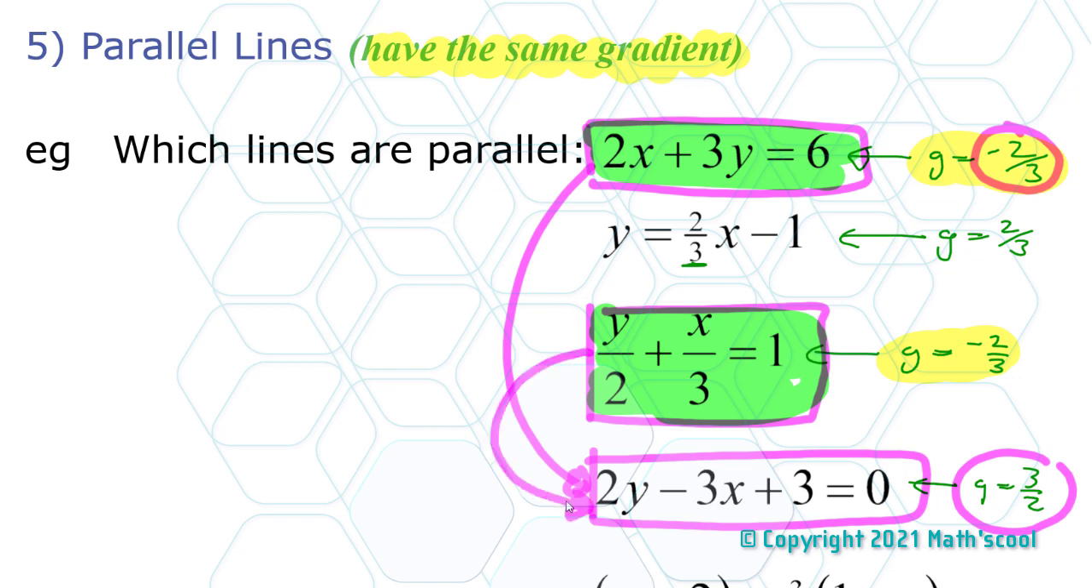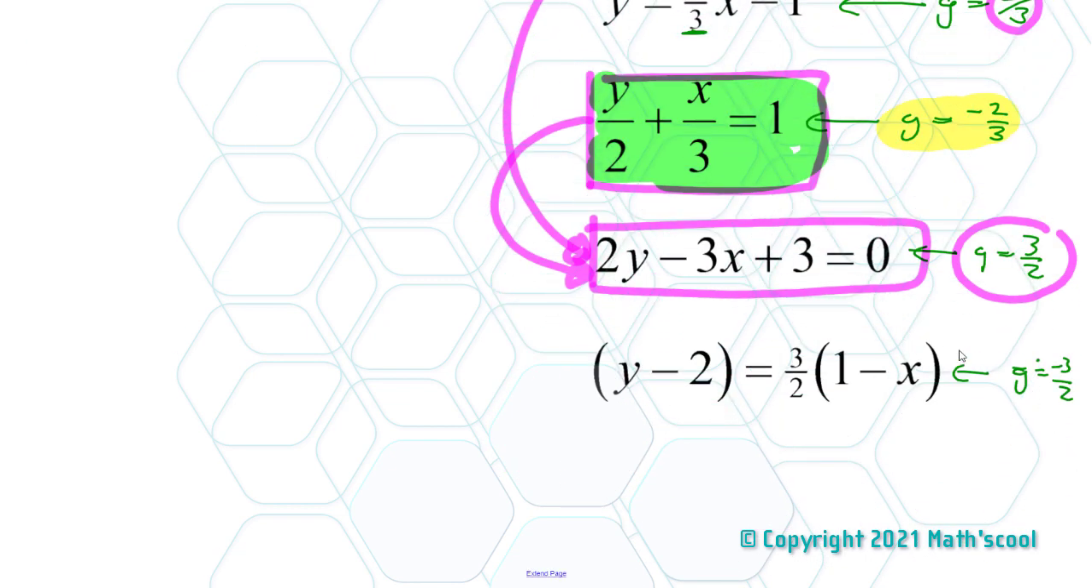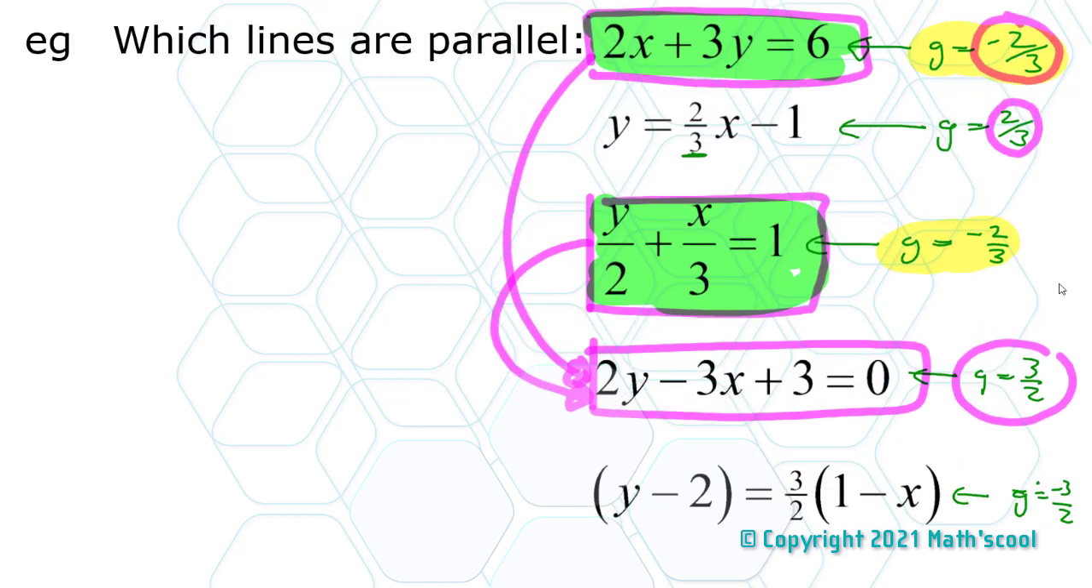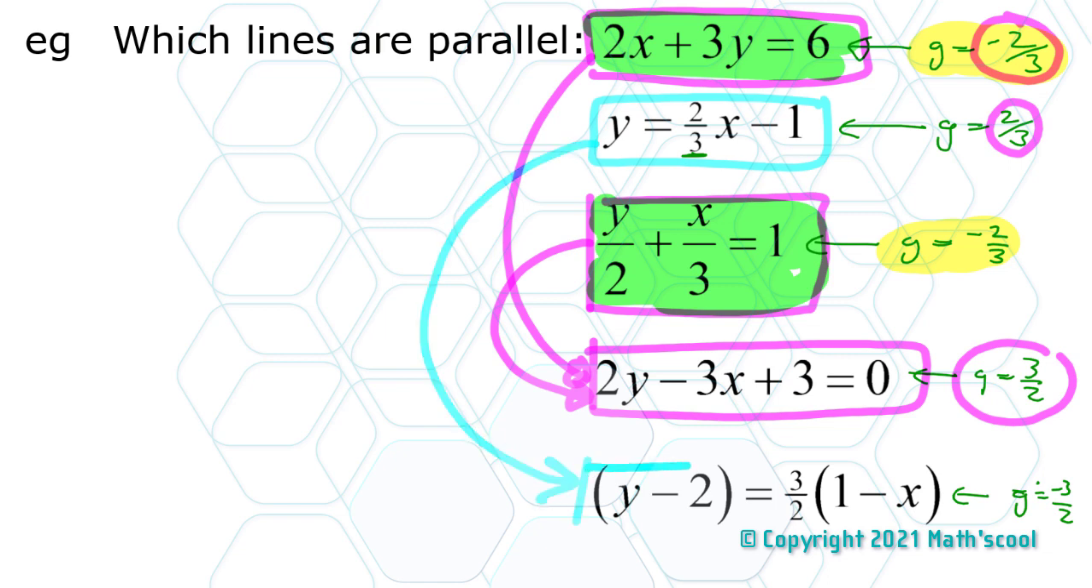Okay. Let's look at this one. 2/3. The negative reciprocal will be minus 3 over 2. Yes, minus 3 over 2. So this one is perpendicular to this one. Those are perpendicular to each other.